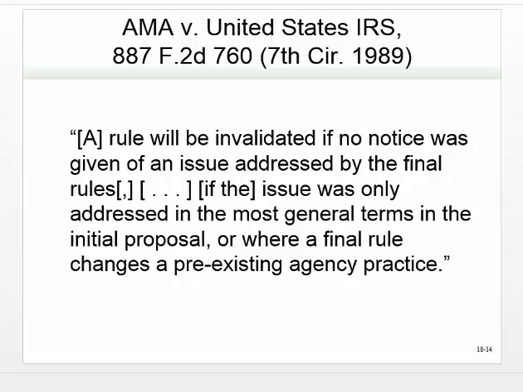The final rule will only be invalidated when no notice was given if the final rule really changed fundamentally a pre-existing agency practice, and that wasn't the case here. So take a look at it, because if you haven't read the chapter and you're unfamiliar with the rule period and the comment period, it might seem more complex than it is.